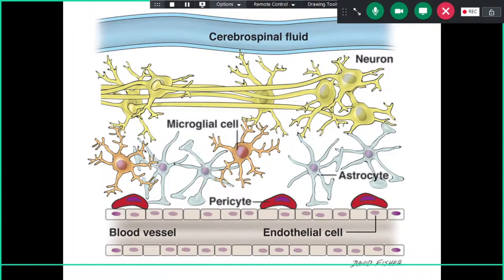So this is another picture just to show you. This is the neurovascular unit: endothelial cell, basement membrane. You have the astrocyte, the foot end of the astrocyte, which expresses a large number of aquaporin. The pericyte covers the blood vessels, and there are microglial cells, astrocytes, and these are the neuronal cells.